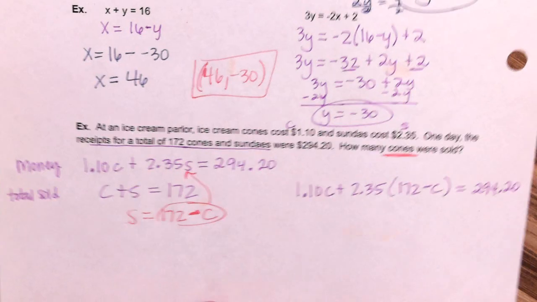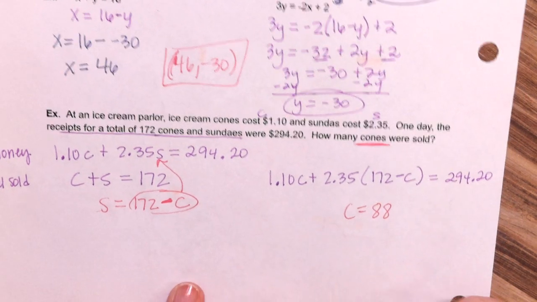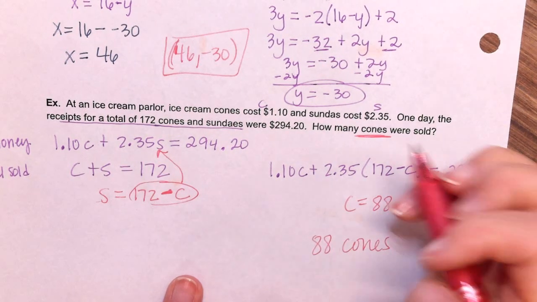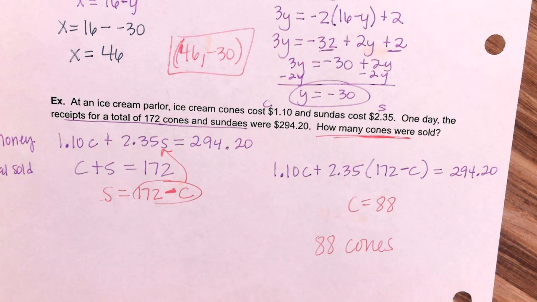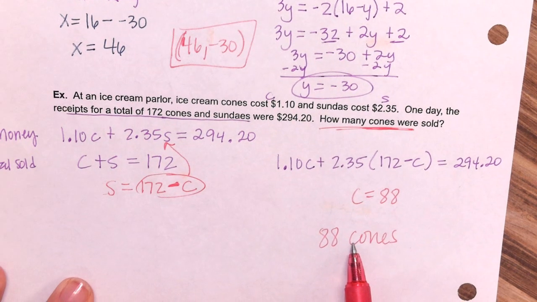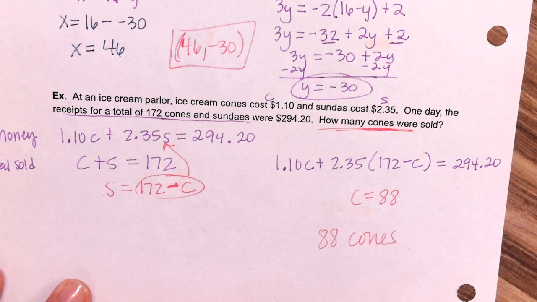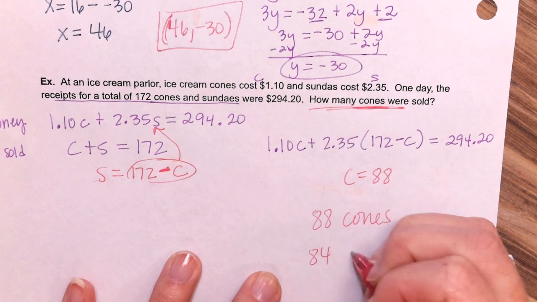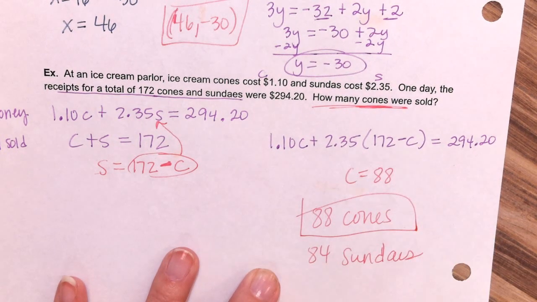What's the answer? 88 what? What did we just solve for? C, and what did C represent? 88 cones. Did it ask for cones? What if it asked for sundaes? What would I do? Plug this in for C, and 172 minus 88 is 84. There would have been 84 sundaes. They did not ask for that, but I'm just showing y'all just in case.